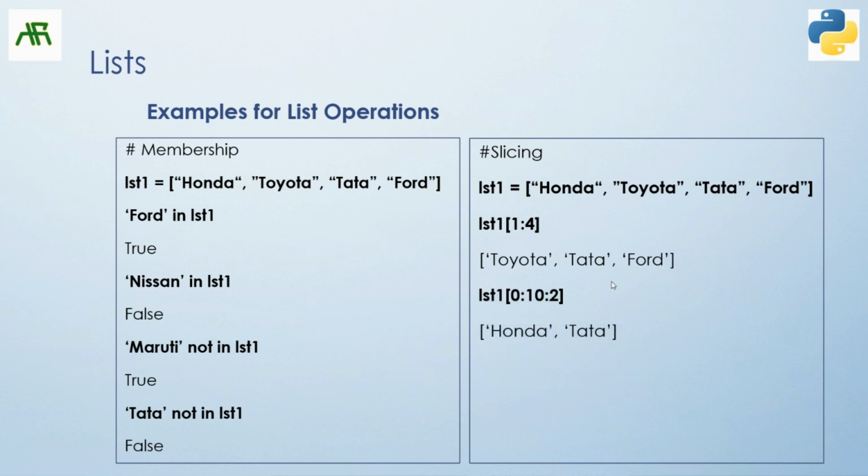Next is an example for a range with a step value, starting with index 0, going up to index 10, though there are not that many elements. Any time it goes beyond the fourth element, it's going to ignore the number. And I'm going to step up by 2. So index 0 is Honda, stepping up by 2, index 2 is Tata. So I'm going to get these values.